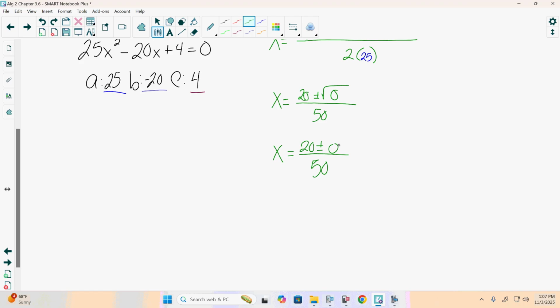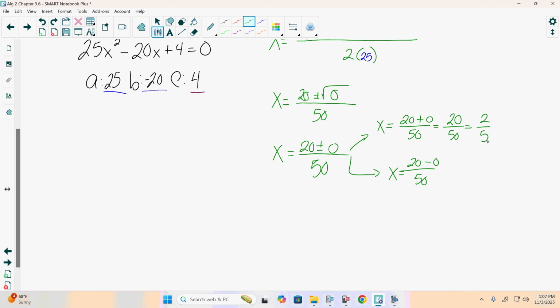Questions on this so far? Can we add 20 and 0? Can we add 20 and 0 together? 20 plus 0 is 20. We can add these. Since we can add and subtract, we have to simplify them. Now 20 plus 0 is 20.